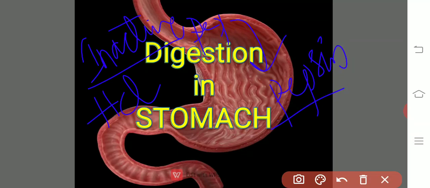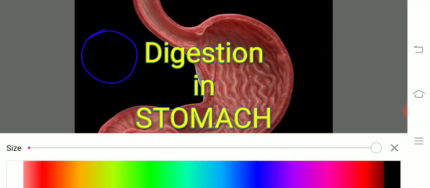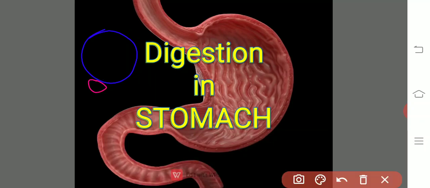Then, coming to the activation, how do we say that the inactive pepsinogen gets activated into pepsin? Now, for example, this is an enzyme, and each and every enzyme contains its own active site which actually interacts with the substrate.